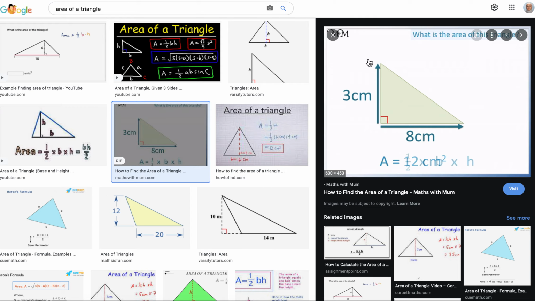So half times 8 times 3. Half times 8 would be 4. And then 4 times 3 would be 12. So for example, the area of this one will be 12.